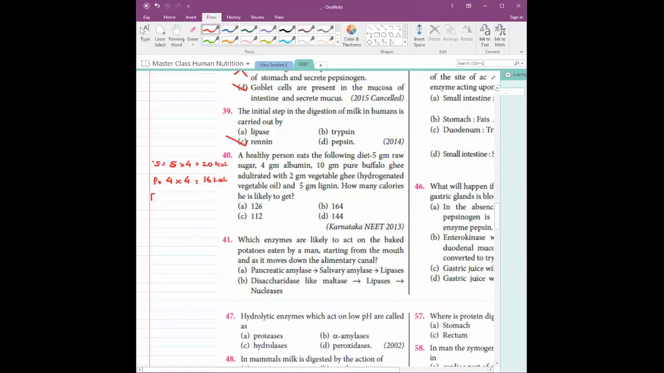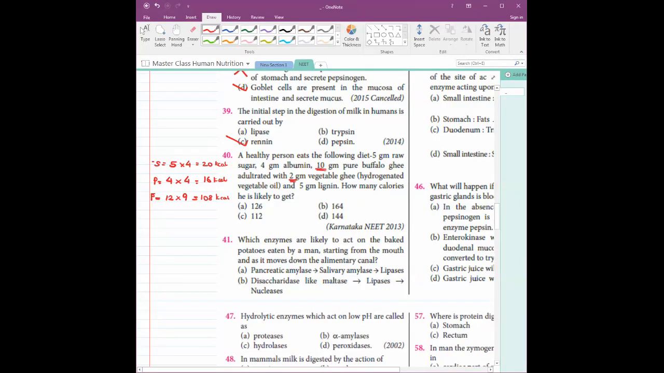Then the next thing is 10 grams of pure buffalo ghee adulterated with 2 grams of vegetable ghee. So this is fats. But guys, what is the total fats? It is going to be 10 plus 2, which is 12. Now, how much does fat give you? It gives you 9 kilocalories. So 12 nines are 108. It is going to be 108 kilocalories.